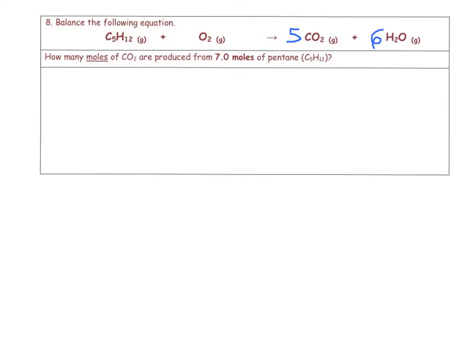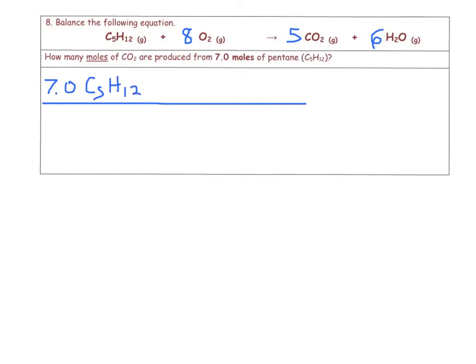And then I just need to add up all of my oxygen. I have 5 times 2, that's 10, plus 6 times 1, that's 6. 10 plus 6 is 16. So I need a total of 16 oxygen here. If I put in 8, 8 times 2 is 16, my formula is balanced. The question says, how many moles of CO2, that's the question, are produced from 7.0 moles of pentane? Pentane was the hydrocarbon given as a reactant in this combustion equation.